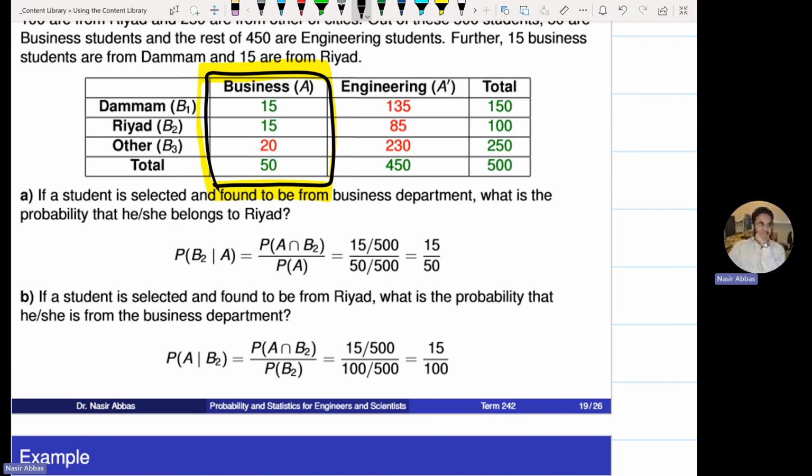What I'm trying to explain to you is that the way we will give you a question in exam, both of the methods will not be applicable. One of them will be applicable. Either the reduced sample space method will be applicable or the formula will be applicable. But they will both give you the same answer.